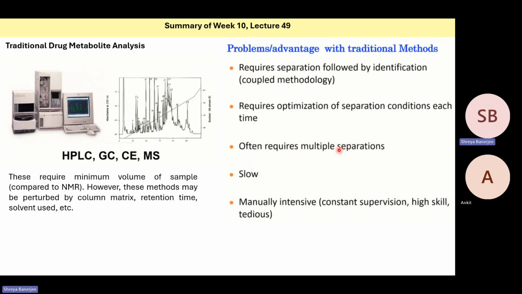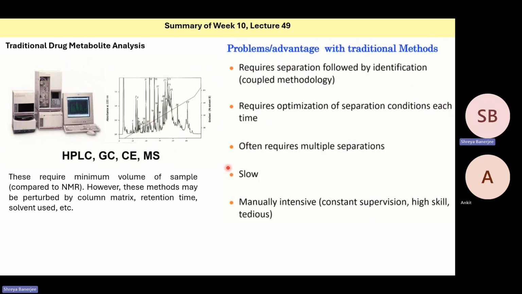Often you may need multiple separations. So in one HPLC, you may not be able to isolate. You can see here the peaks are merging. So the first time you're doing the HPLC, you might get all these peaks you are not able to separate. So you have to do the HPLC again to separate these.